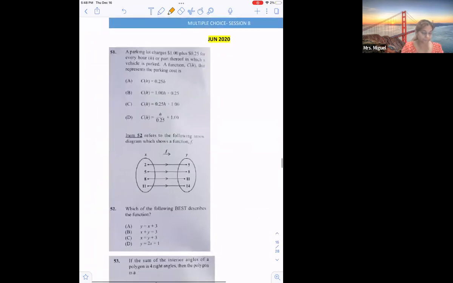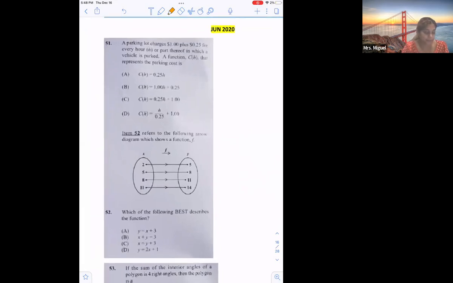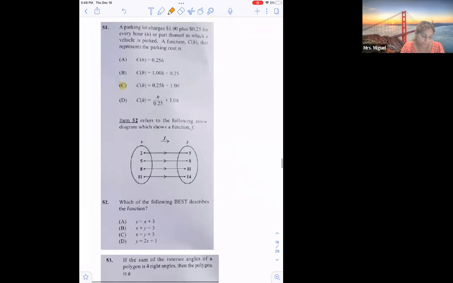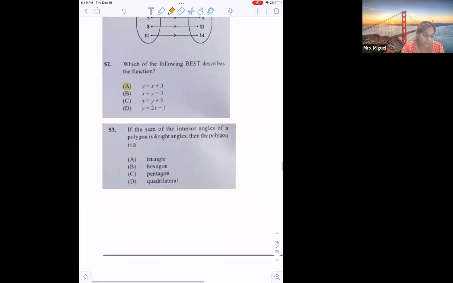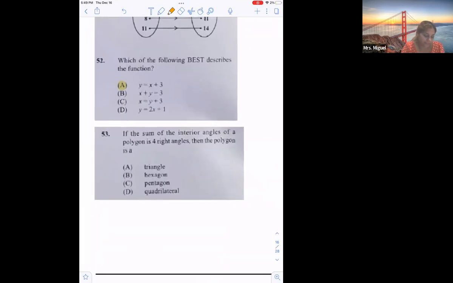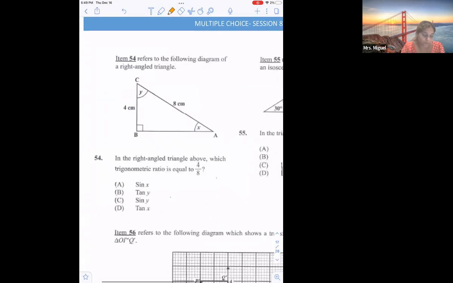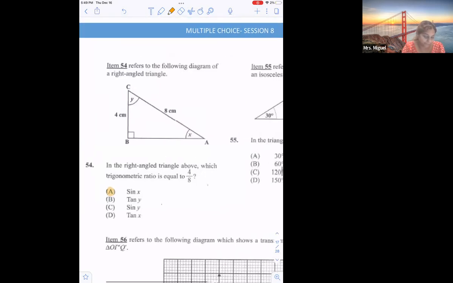All right. A parking lot charges $1 plus 25 cents for every hour. So $1 plus 25 cents. So 25 each plus $1. Which of the following best describes the function y equal to x plus 3? If the sum of the interior angles is 4 right angles, it is a quadrilateral. Because think of a square and think of a rectangle. With trig ratio is equal to 4/8, we just did that. We have the opposite and hypotenuse, that is sine.